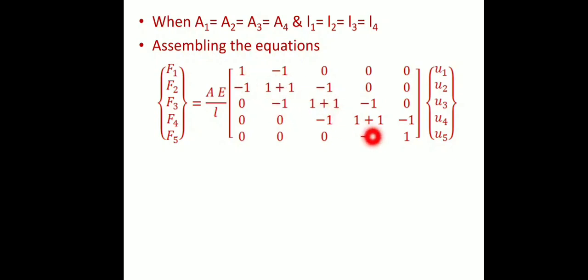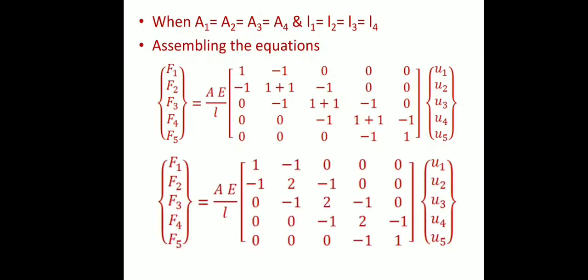When finally calculating, we get the equation as the global stiffness matrix, A E divided by L, into the matrix with rows [1, -1, 0, 0, 0], [-1, 2, -1, 0, 0], [0, -1, 2, -1, 0], [0, 0, -1, 2, -1] and [0, 0, 0, -1, 1].